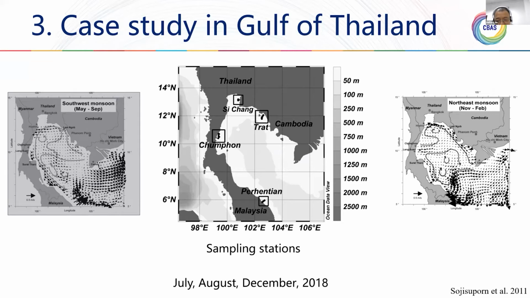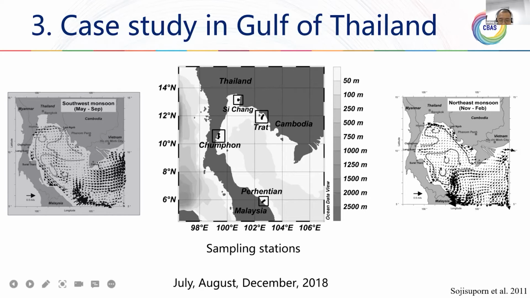So here is a map showing the sampling stations in the Gulf of Thailand and the Perhentian Island in Malaysia in 2018. We collected samples in Chumphon and the Perhentian Island in July and August when the southwest monsoon dominates. We also collected samples in Trat and Chang in December when the northeast monsoon dominates.